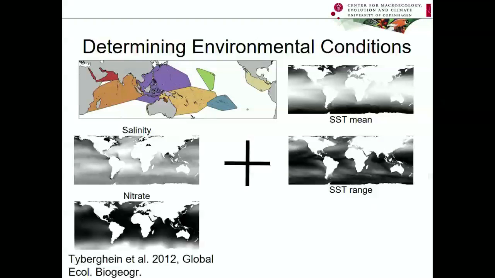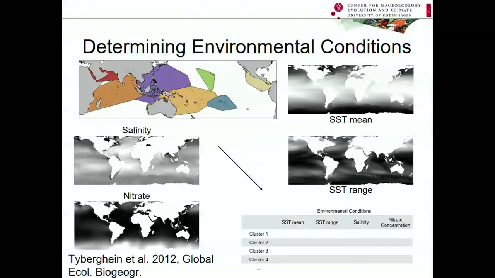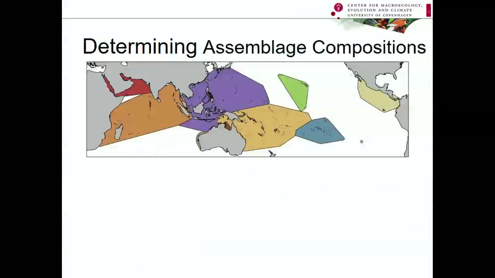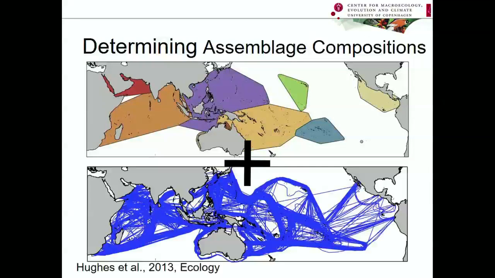I overlay the clusters with environmental data and determine the average within the clusters, and then, similar to before, compare all of the clusters in a pairwise manner. And in a very similar approach, I overlay, these are the species ranges of all Scleractinian corals in the Indo-Pacific. So I overlay those onto the clusters, sum them, and analyze the similarity of the clusters in terms of their assemblage composition.